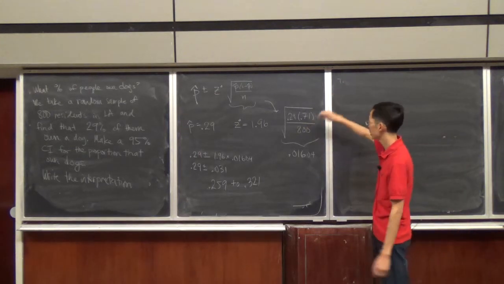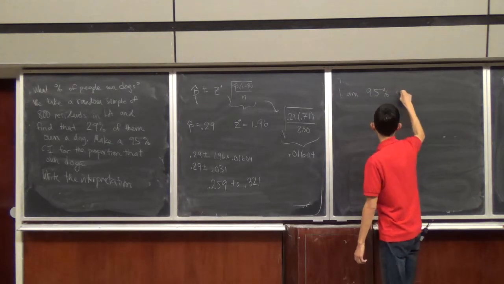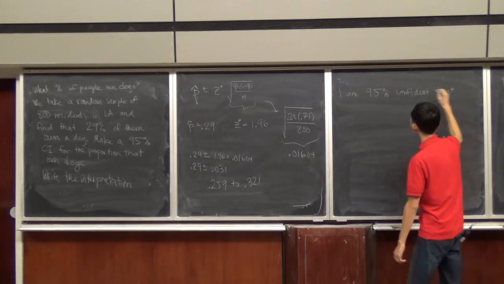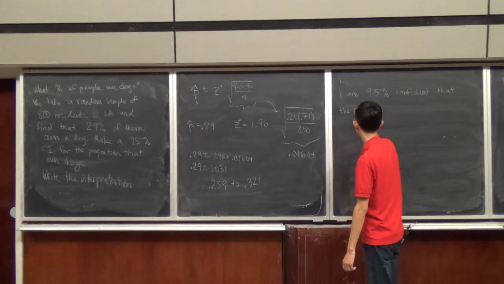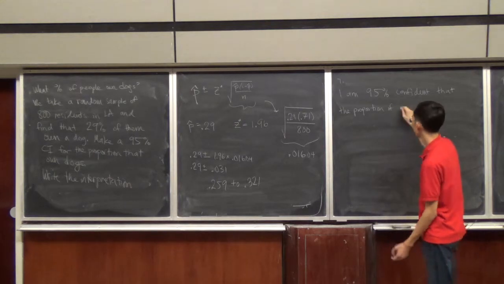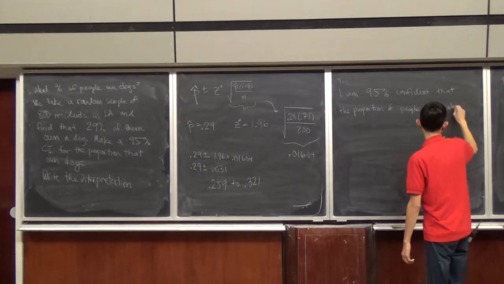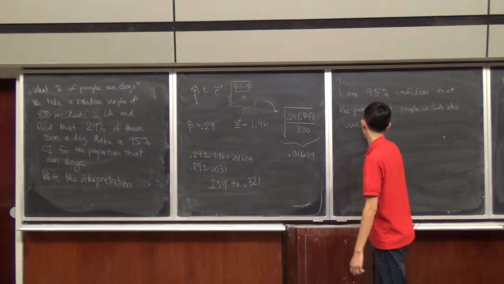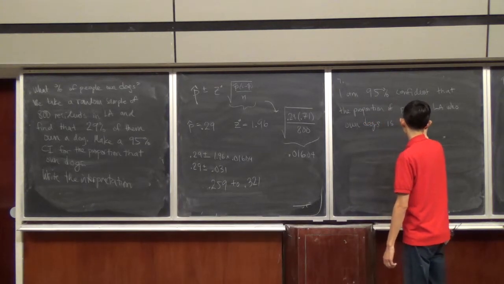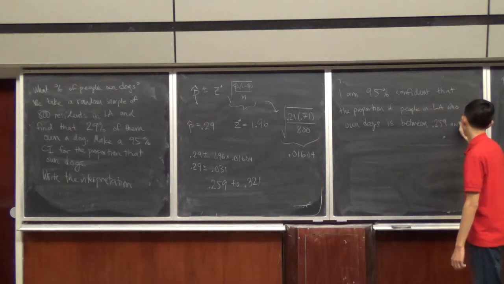So then my interpretation is, I am how confident? 95% confident that what? That the proportion of what? People in LA who own dogs is between 0.259 and 0.321.